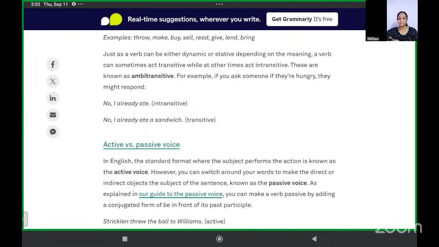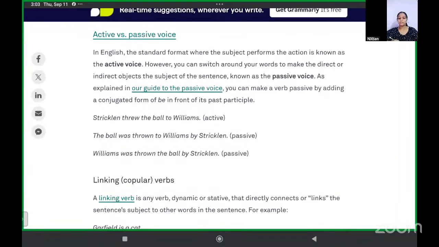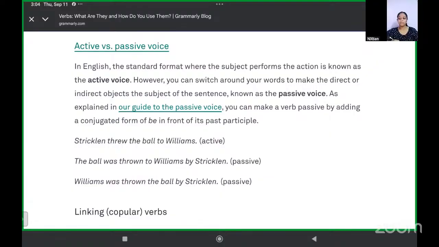In English, the standard format where the subject performs the action is known as the active voice. However, you can switch around your words to make the direct or indirect objects the subject of the sentence, which is known as the passive voice. As explained in a guide to the passive voice, you can make a verb passive by adding a conjugated form of be in front of its past participle. Okay. For example, take a look at the example of active voice.